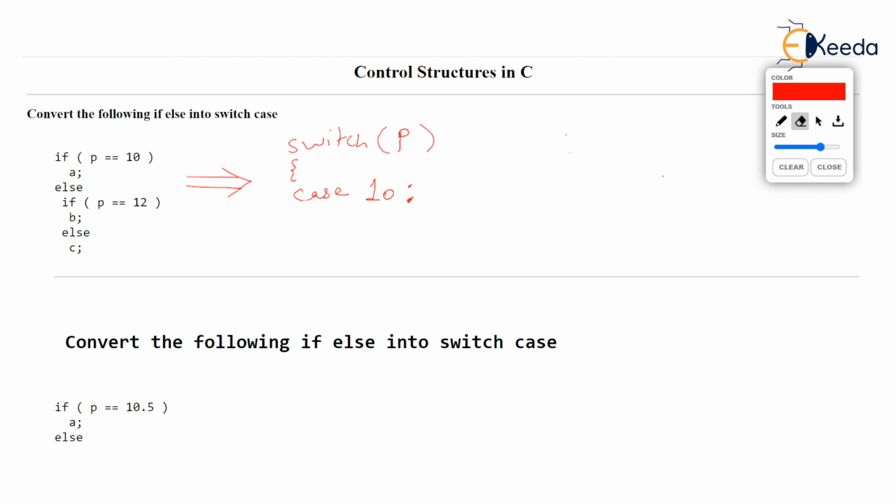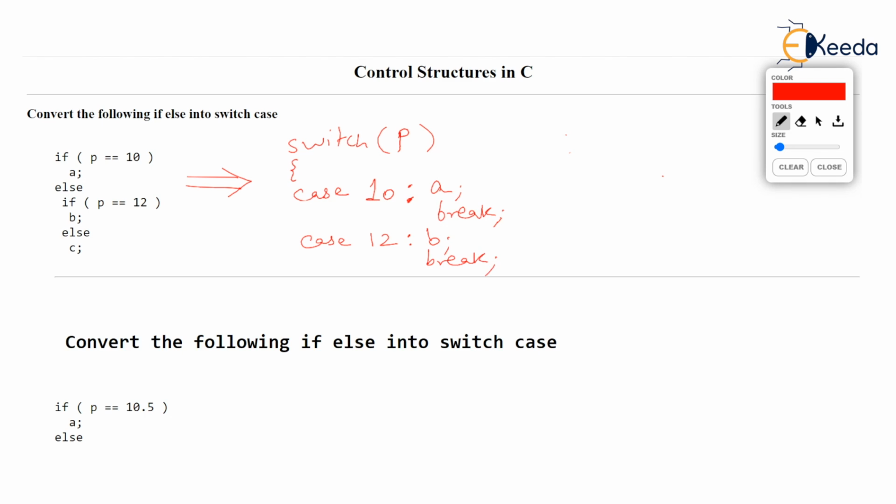What are we asking? We are asking if P is 10, then execute A. And don't forget break, which will pull the control out of switch. If case 10 is true, it will run A and pull the control out of switch. But what if P is not 10? So you will write, is it 12? That's what our original if is all about. Then run B and then break.